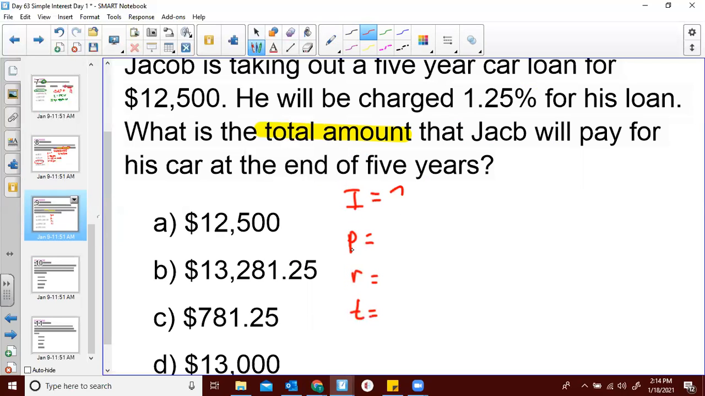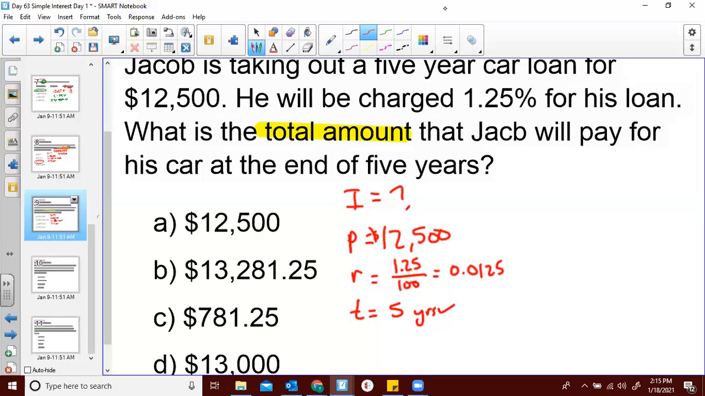And we don't know what the interest is. We definitely know our principal, because it's a dollar amount, is $12,500. He's going to be charged 1.25% for his loan. Let's see, another trick here for your rate: you could just plug it into Desmos as 1.25 over 100, right? That is the same thing as plugging in 0.0125, right? But I'm going to show you that I can just plug this in as a fraction. And we have 5, and that's going to be in years, so we know we're good to go there.